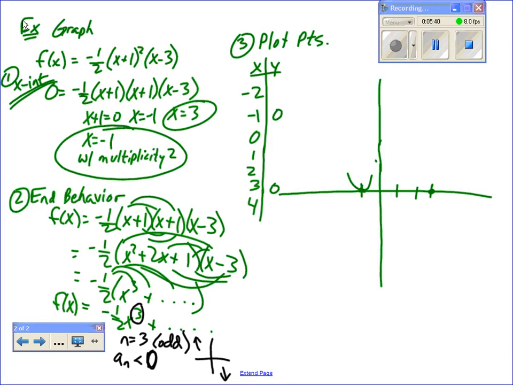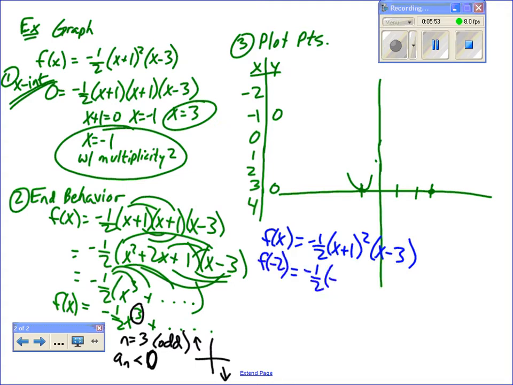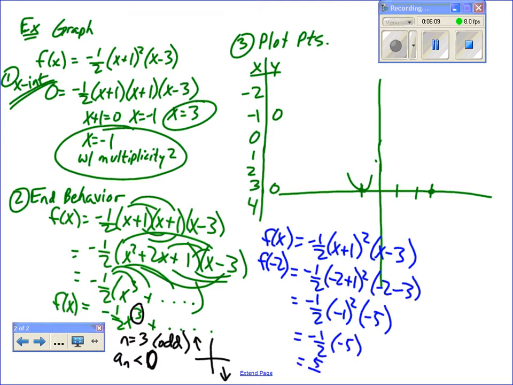So let's plug in that -2. Here's our function, -1/2 times x plus 1 quantity squared times x minus 3. We're plugging in -2, so what is f of -2? We've got -1/2, then -2 plus 1 is -1, squared. And then -2 minus 3 is -5. Well, -1 squared is +1, so we got -1/2 times +1 times -5, which is 5/2. So when I plug in -2, I get 5/2. So at -2, I'm up at 2.5, 5/2.